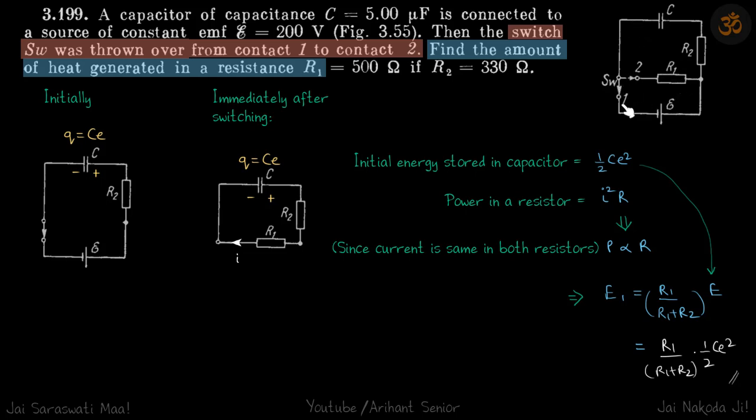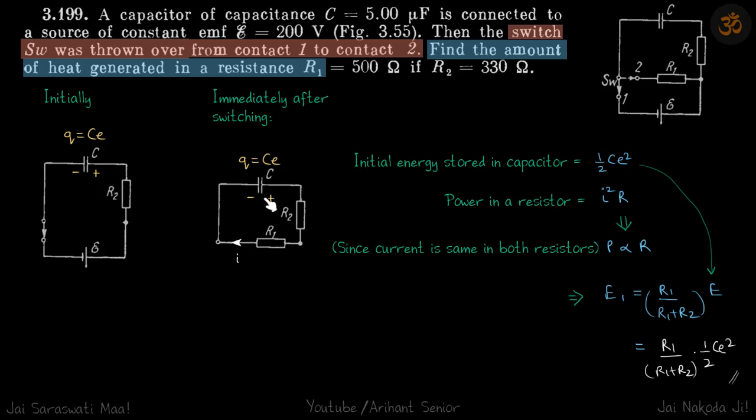When the switch is at 1, the circuit will look like this, and some charge should be there on the capacitor whose value will be C times E. When it's switched to 2, the circuit will be this. So the battery is disconnected and the circuit will look like this. And immediately after switching, the charge on the capacitor will be the same. So it will be CE, just like this.